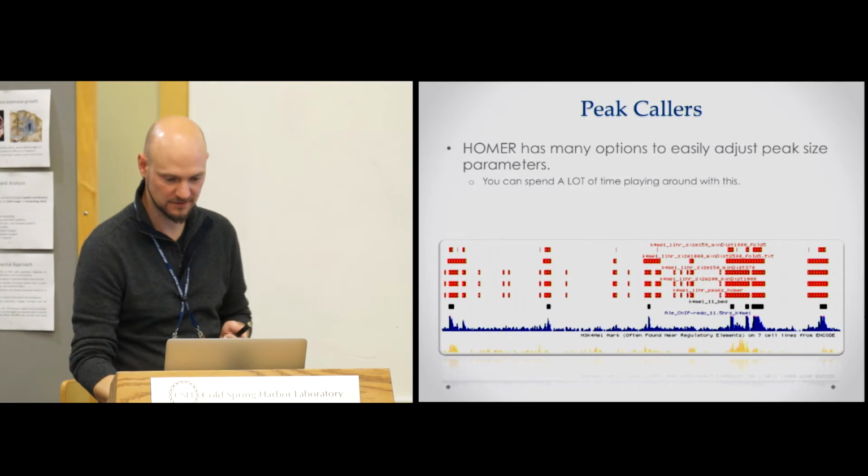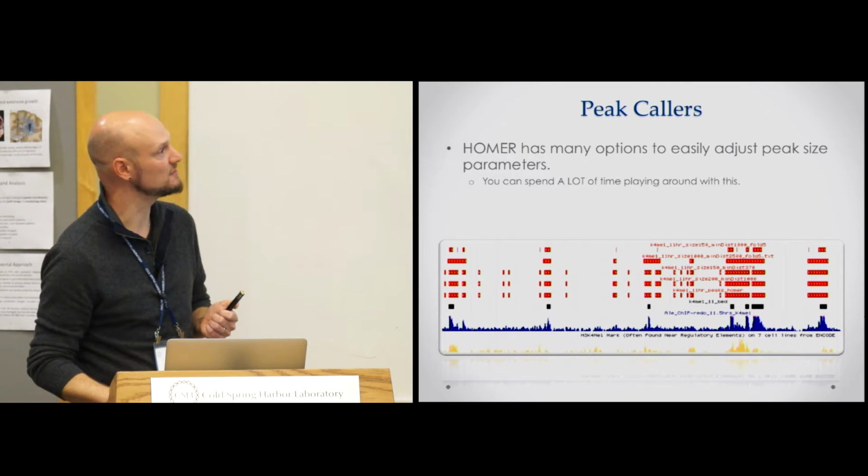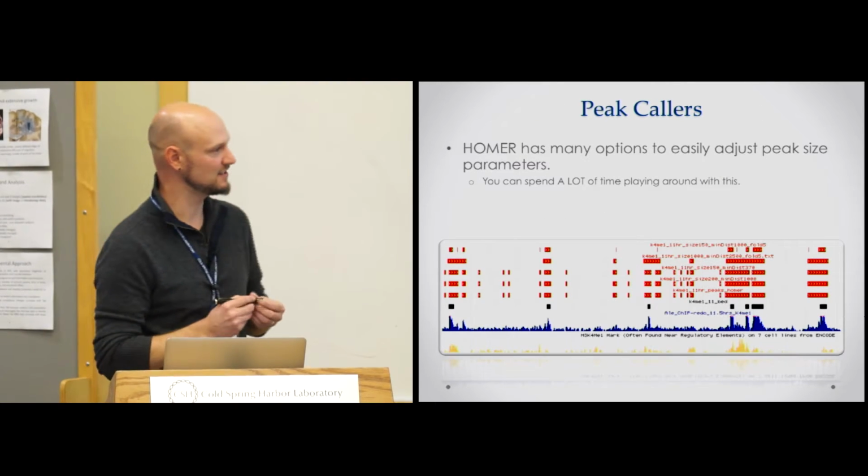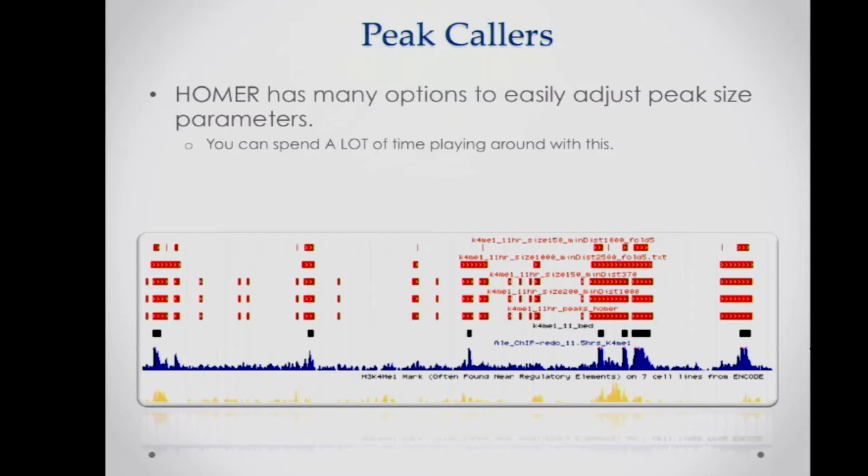And then, yeah, I just wanted to show you some examples. So this is some K4 monomethylation data. And then these are several different size distributions you can set in Homer. You can see it tries to find broad peaks in some size distributions, whereas if you force it to find narrower peaks, it might split, and maybe this should be split into multiple peaks and not be considered a large peak.